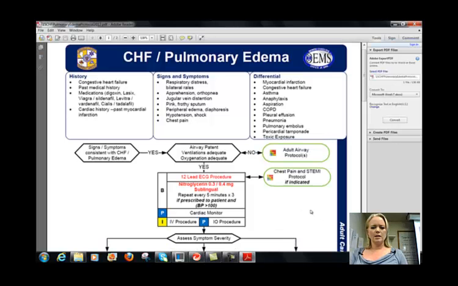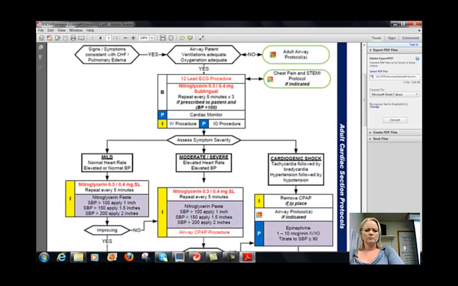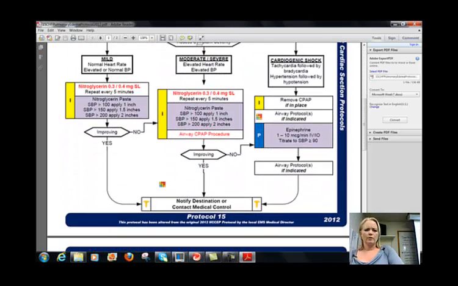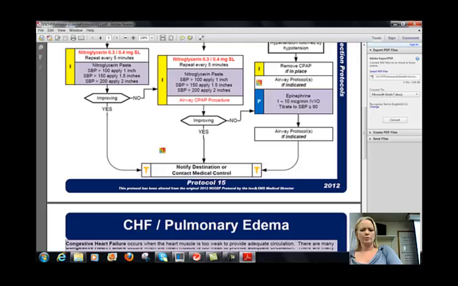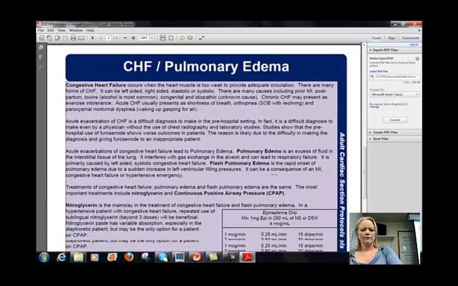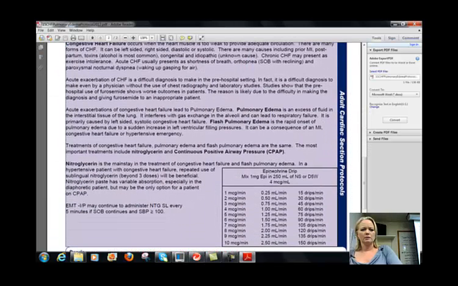So the CHF and pulmonary edema protocol talks about whether they're mild, moderate, or whether they're in shock, use of CPAP if they have moderate to severe, nitro, and then if they're in shock, exit to the hypotension protocol. There's a lot of information on here about pulmonary edema, what causes it, how to treat it.